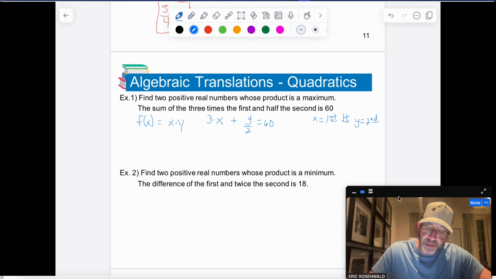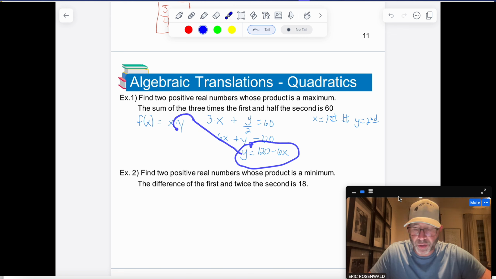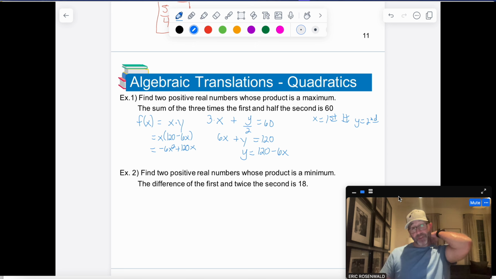So let's actually make this all in terms of x. Okay? So that means if I multiply this one by 2, we're going to have 6x plus y is equal to 120. That means that y is going to equal 120 minus 6x. Now, what does that do for me? I now know that y is equal to 120 minus 6x. I could take that and put it over here for this y. And when I do that, now here's what the equation says. It's going to be x times (120 minus 6x), which means that we're going to have negative 6x squared plus 120x. And there we go. Now we've got a quadratic.